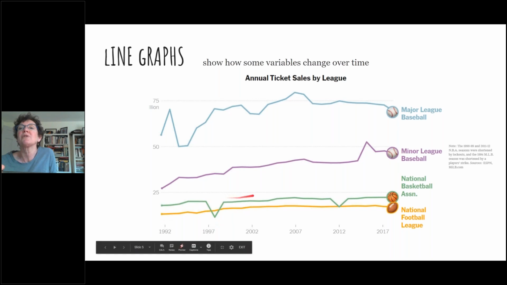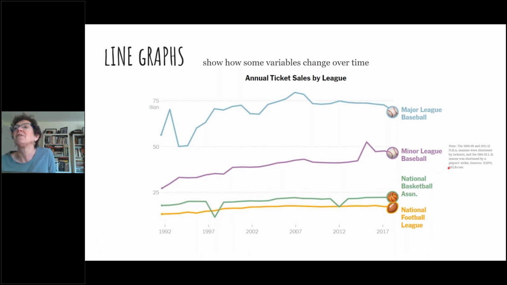But here are the two sharp drops. What does that mean? If you come over here, it tells you that the 1998, 99, and 2011-12 NBA seasons were shortened by lockouts. So the players stopped playing games. It tells you the same thing over here, where this precipitous drop was. Precipitous meaning very sharp. That's another season that was shortened by a player strike.